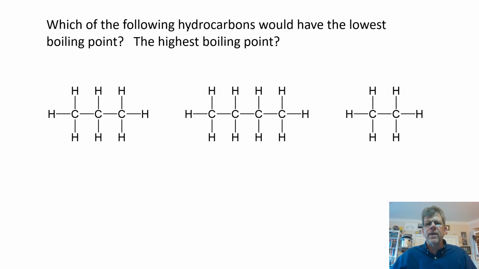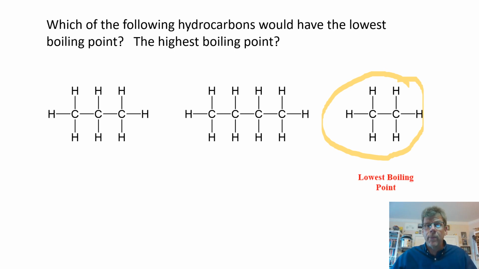So let's look at this predictive quality. Which of the following hydrocarbons would have the lowest boiling point? Which would have the highest boiling point? If these particles only bear dispersion forces, then we look for the one with the lowest molar mass to have the lowest boiling point. Well, in this case, it would be the one with the least number of carbons. So this one here has the least number of carbons, so thus it would have the lowest boiling point.